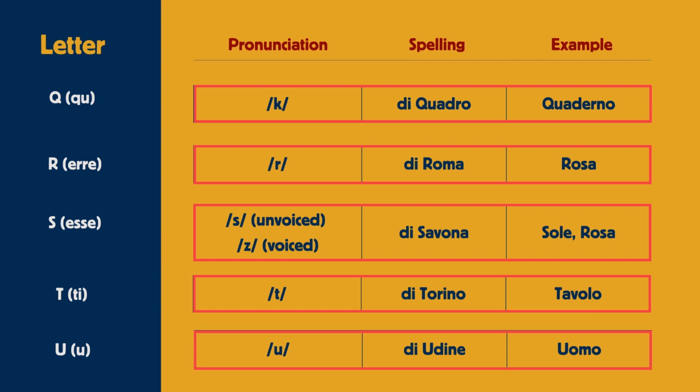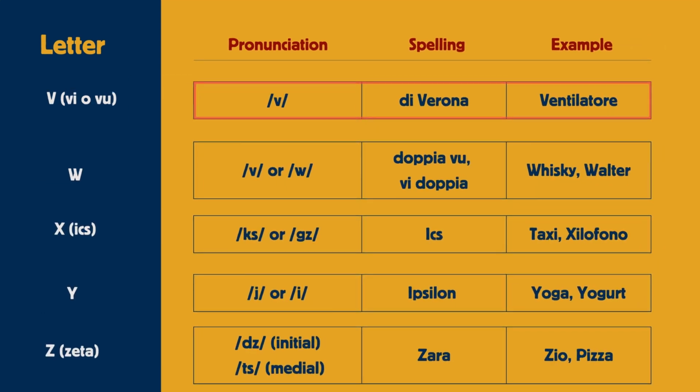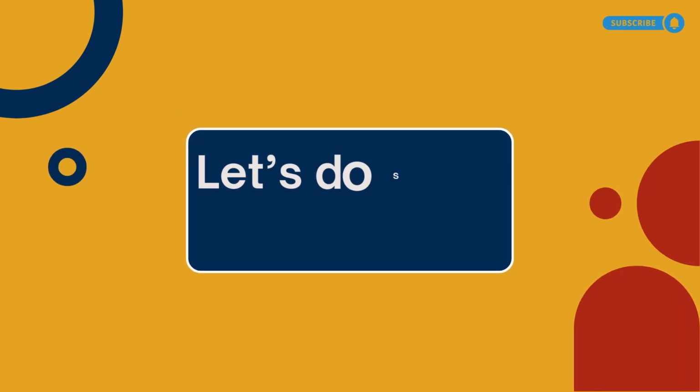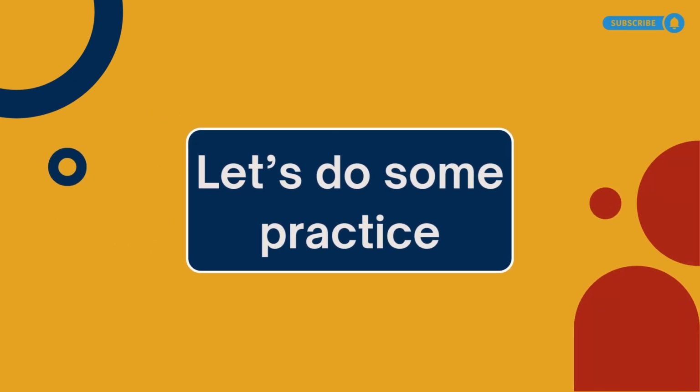U like Udine or Uomo. V like Verona or Ventilatore. W di whisky or Walter. X di taxi, Y di yoga or yogurt. Z like Zara, it sounds like Z at the beginning of the word, Zara, and like Z in words like pizza.